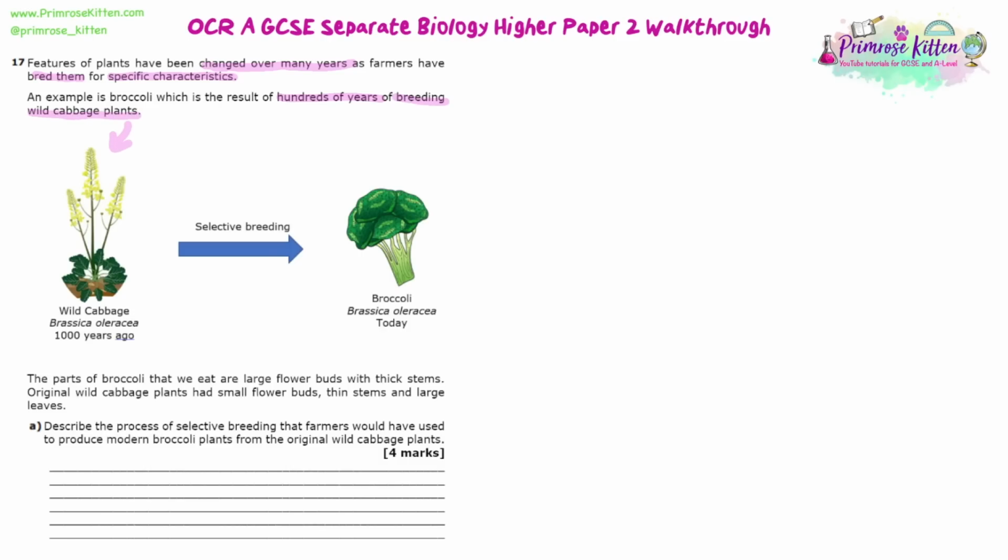So we've got the wild cabbage that has these kind of yellow florets, big leaves, really tall, skinny stems. And then we have what broccoli looks like today, and they're the same species, they're just a different variety. So over the time, we've changed them through selective breeding, but it's still the same species, it still has the same genes. So the parts of the broccoli that we eat are large flower buds with thick stems. The original wild cabbage plants had small flower buds, thin stems, and large leaves.